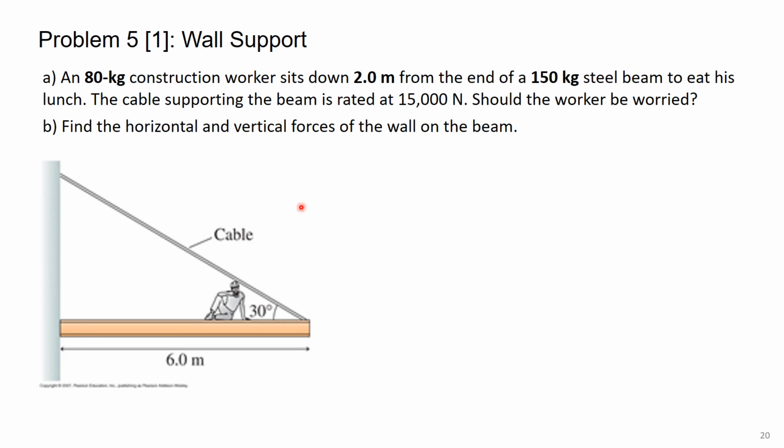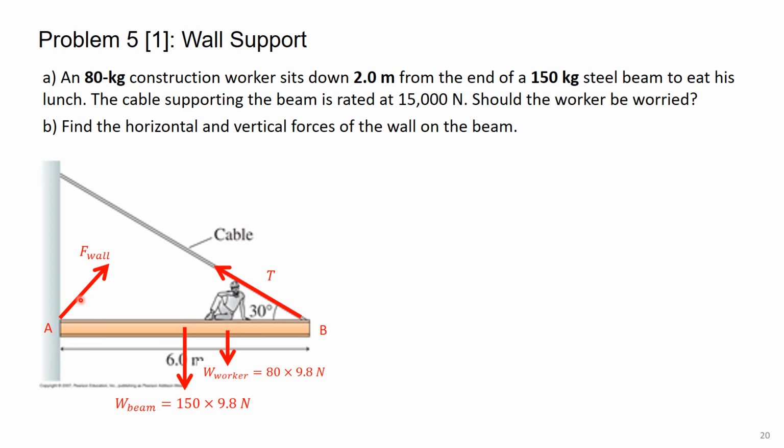So let's calculate the tension in the cable. Let's draw the forces involved, and there are lots of them. We have the weight of the worker, which can be calculated by multiplying the mass with g. The weight of the beam, which can also be calculated by multiplying the mass of the beam with 9.8. And then we have tension in the string, which we don't know, but we know it's acting in this direction, shown by the arrow.